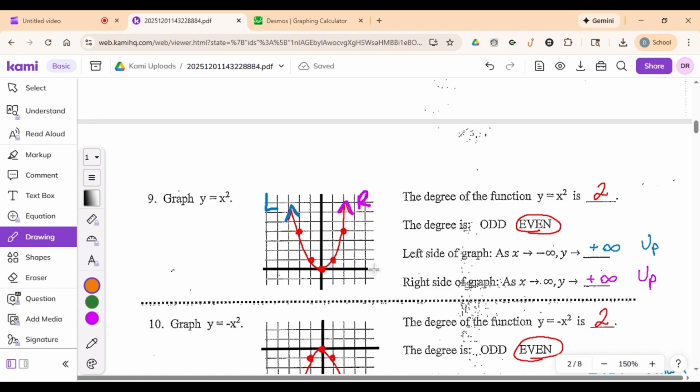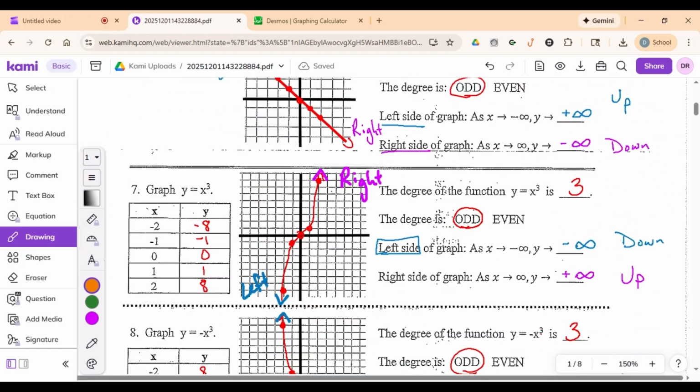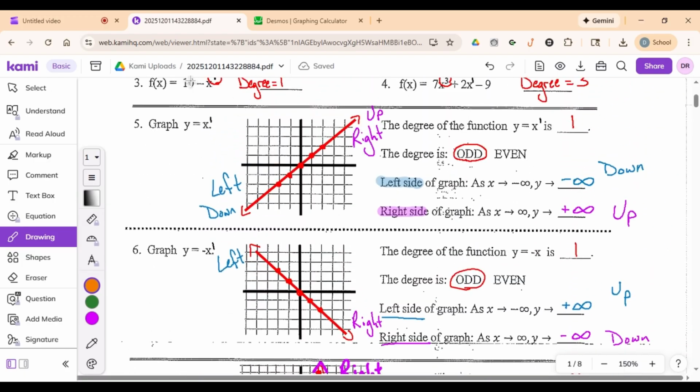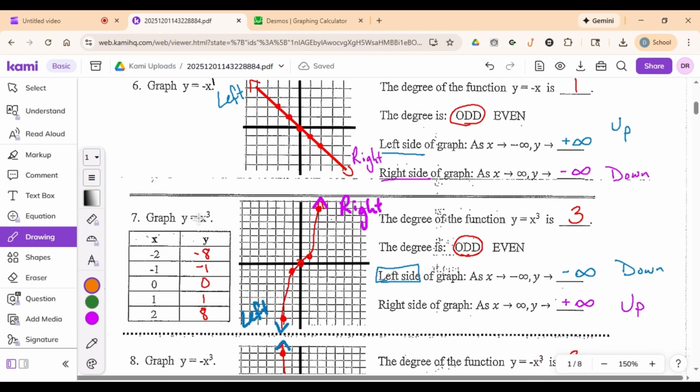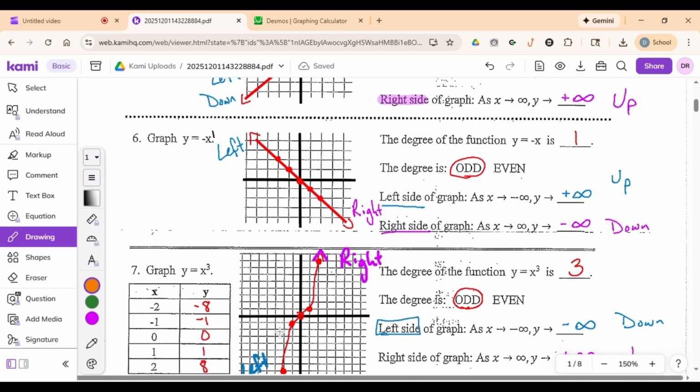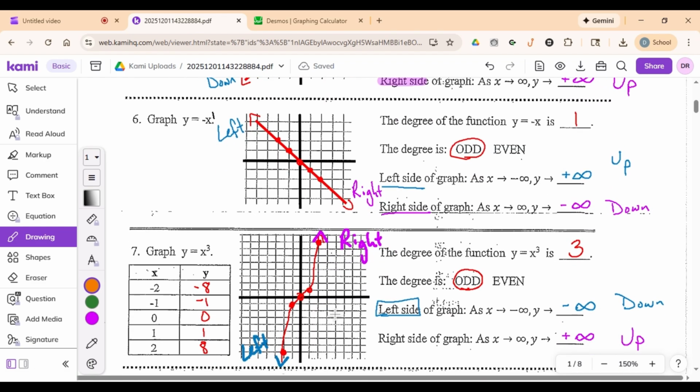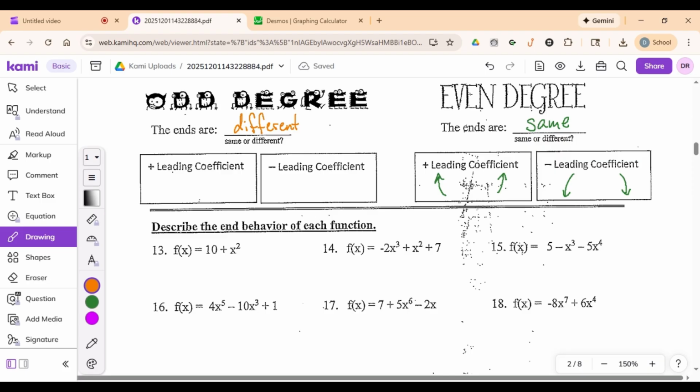It keeps happening. So for this one, we see that if the equation starts with a positive, like y equals positive x to the third, the left side's pointing down and the right side's pointing up. So that's what I see here. If it's a positive leading coefficient, the left side points down and the right side points up. Whatever happens in the middle, we'll see. And the same thing here. If we put a negative in front, the left side points up and the right side points down.